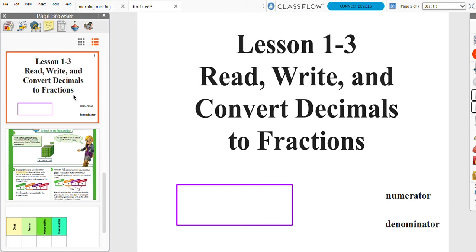Hola, mathematicians. Today, for lesson 1-3, we are reading, writing, and converting decimals to fractions. That is right, fractions, the F word of mathematics. So let's talk about what is a decimal and what is a fraction.